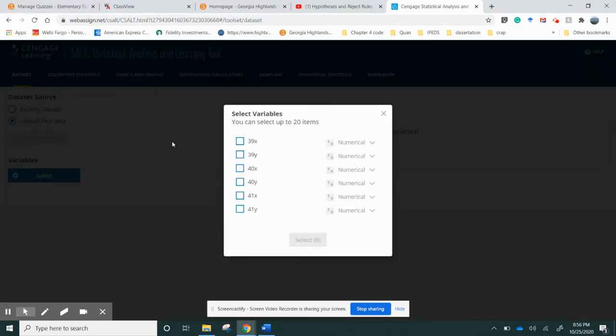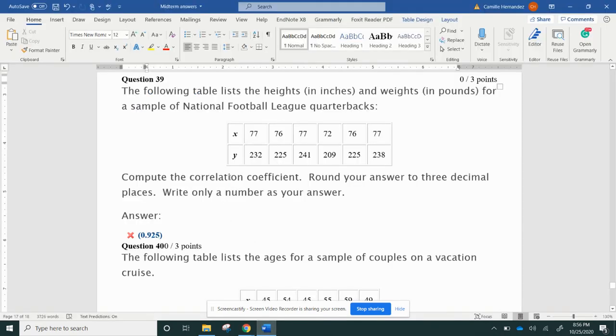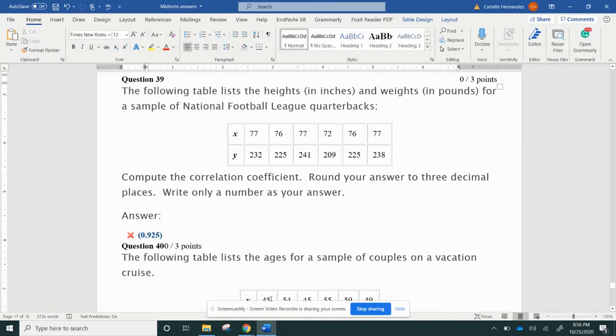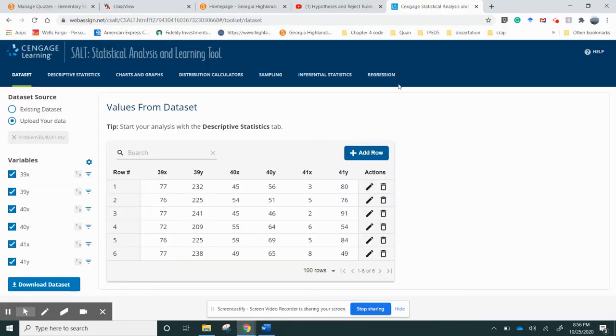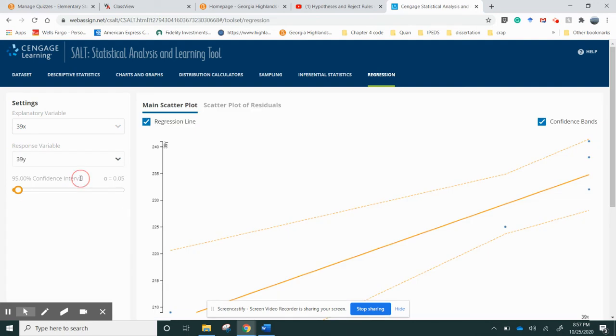So I click on it, and I'm going to select all my variables just so they all come in and I know where they are. So I'm going to do select 6. Look, it loaded my variables into SALT. Okay, now remember the problem said correlation coefficient. So I'm going to go back here and go to regression. Okay, select a variable. I'm going to do 39X, and my response is 39Y.